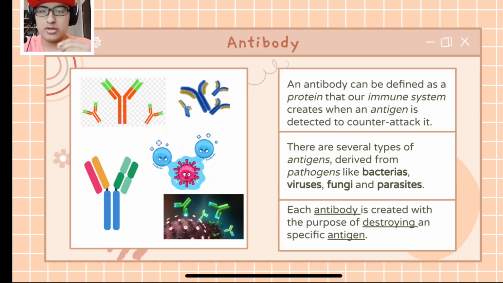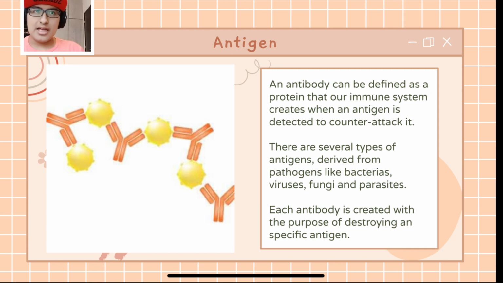The next word is antibody. That's the term we were talking about earlier. An antibody can be defined as a protein that our immune system creates when an antigen is detected, to counterattack it. As I said before, antibodies are small weapons to fight against a specific pathogen. An antigen is something that those antibodies detect, and antigens are derived from specific pathogens.